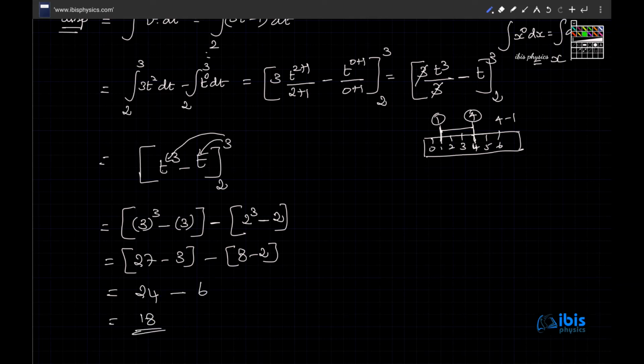This is how we substitute limits, the lower limit and the upper limit. Based on that, we find some definite value for the displacement or any other quantity. Finding the definite value for a particular interval is what we call definite integrals.